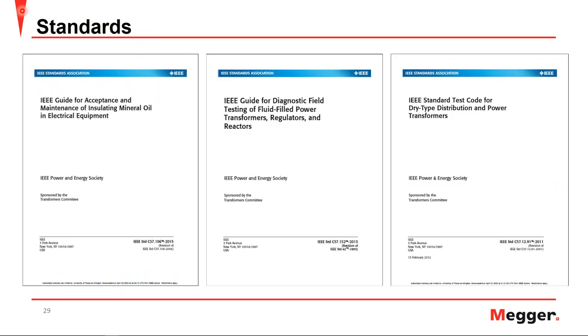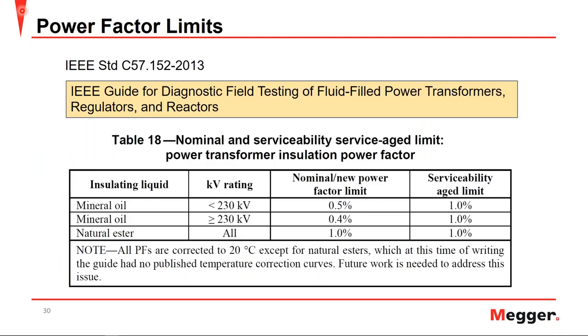That being said, let's take a look at a couple of the standards. On the left-hand side, we have the IEEE Guide for Acceptance and Maintenance of Insulating Mineral Oil in Electrical Equipment, that discusses power factor testing. And on the right-hand side, we have the IEEE Standard Test Code for Dry-Type Distribution Transformers and Power Transformers. Now, in the middle, we have the more popular IEEE C57.152, or Guide for Diagnostic Field Testing for Fluid-Filled Power Transformers, Regulators, and Reactors. Let's take a little bit of a deeper look into this guy.